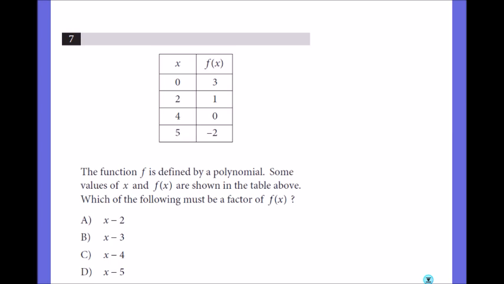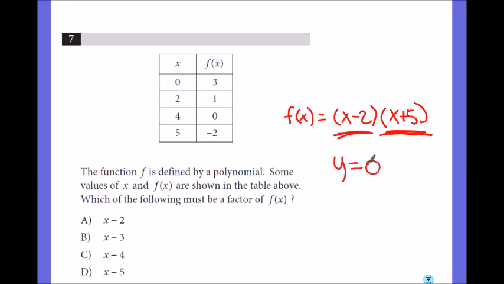Number 7. The function f is defined by a polynomial. Some values of x and f of x are shown in the table above. Which of the following must be a factor of f of x? So remember, factor means what? When you think of a factor, f of x can be written as x minus 2, x plus 5, something like that. And these give you the zeros, meaning when y equals 0, right?